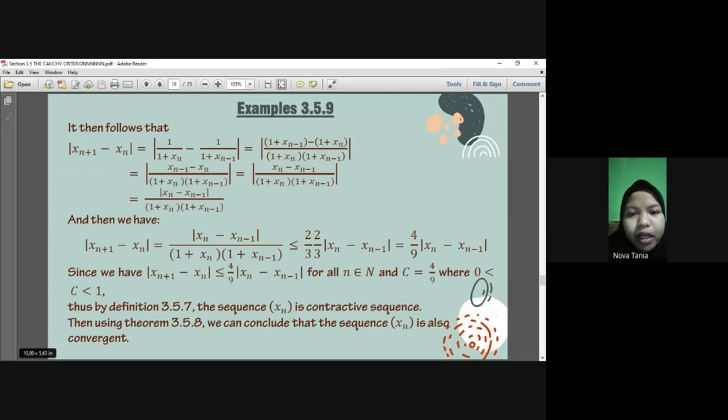And then we have the absolute value of x_{n+1} minus xn is equal to the absolute value of (xn minus x_{n-1}) over (1 + xn)(1 + x_{n-1}), less than or equal to 2/3 times 2/3 times the absolute value of xn minus x_{n-1}, which is equal to 4/9 times the absolute value of xn minus x_{n-1}. Since we have the absolute value of x_{n+1} minus xn less than or equal to 4/9 times the absolute value of xn minus x_{n-1} for all n in the natural numbers, and c equals 4/9 where c is greater than 0 and less than 1, thus, by definition 3.5.7, the sequence xn is a contractive sequence. Then, using theorem 3.5.8, we can conclude that the sequence xn is also convergent.